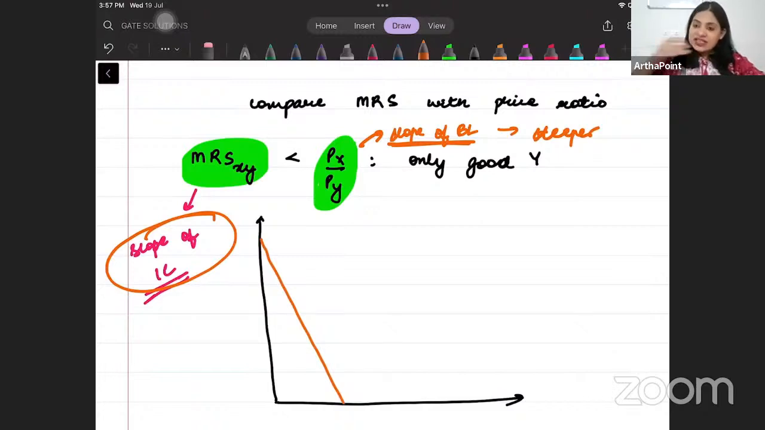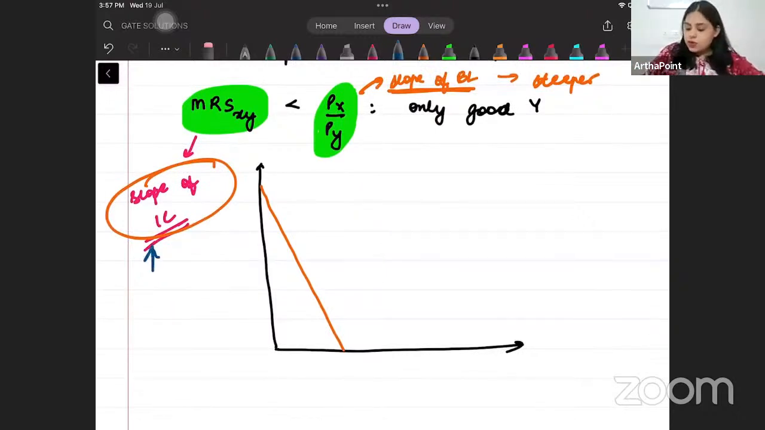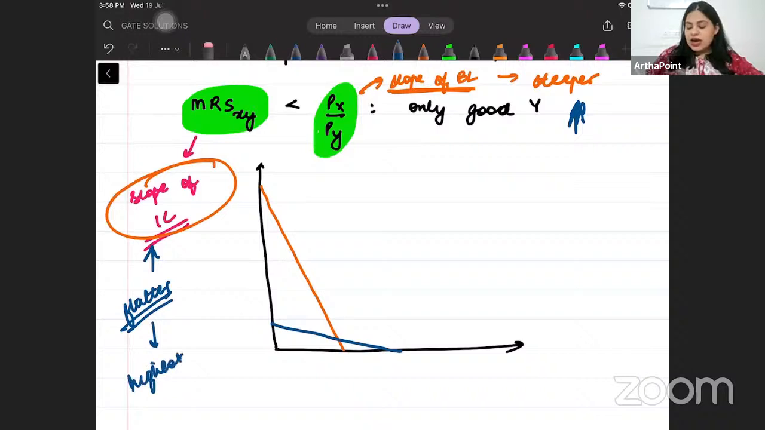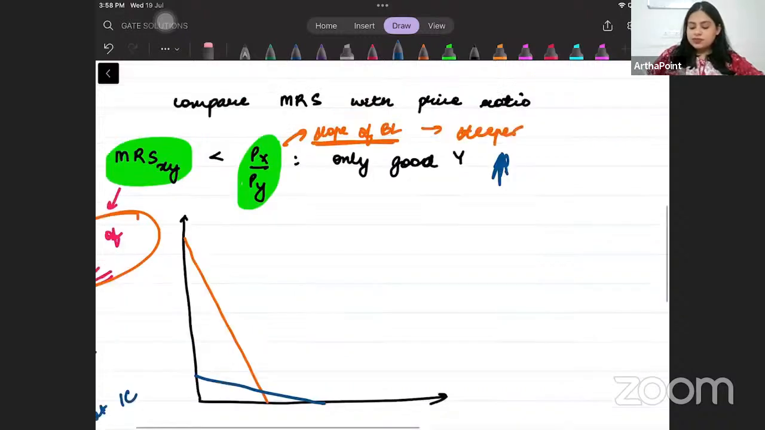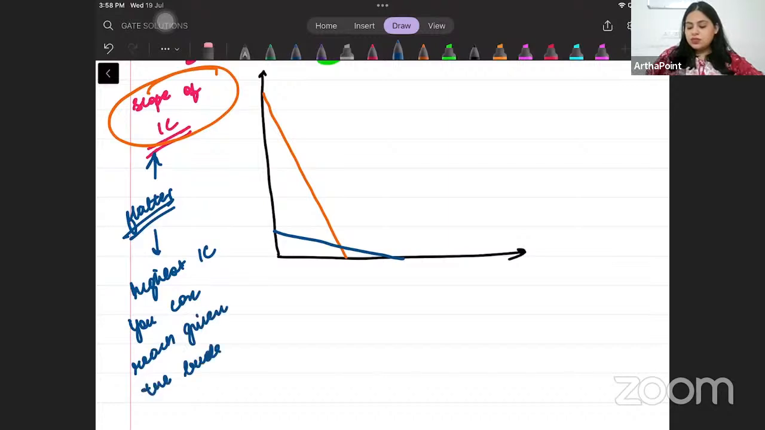और जो मेरे ICs होंगे, that will be having a less slope, na? So they have to be flatter. So I will draw flat IC. So IC will be flatter and budget line will be steeper. So I've drawn a very steep budget line, but I've drawn a flat IC. Now the question is, what is the highest IC that you can reach given the budget line?